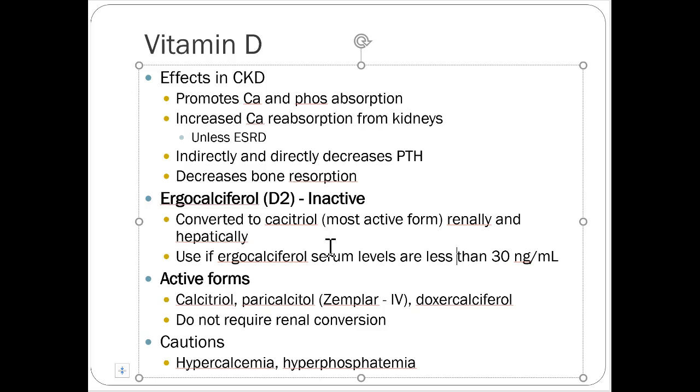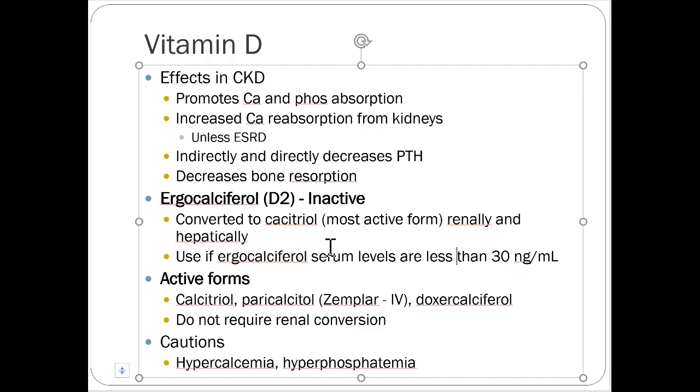Now, if you gave ergocalciferol as a supplement to a person with healthy kidneys, they're going to convert it to the active form just fine. Fortunately, calcitriol comes as an active form. It is a prescription product, so you can't go over the counter and buy calcitriol. There's also an IV version of this called paricalcitol, brand name Zemplar. So a lot of patients, when they get their dialysis runs, will get an injection of Zemplar at the same time. There's another oral product called doxercalciferol as well.